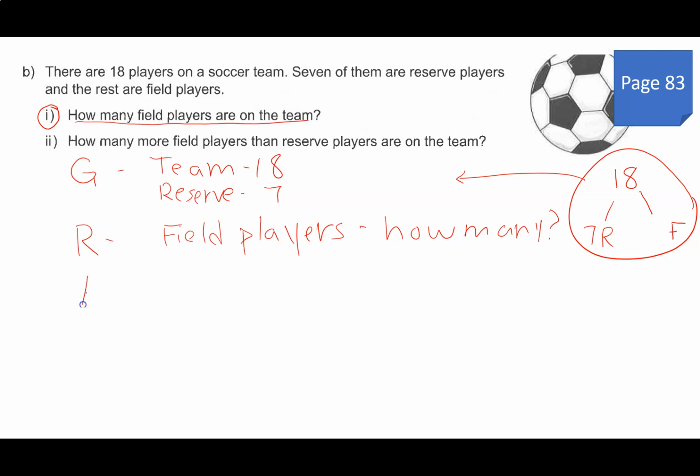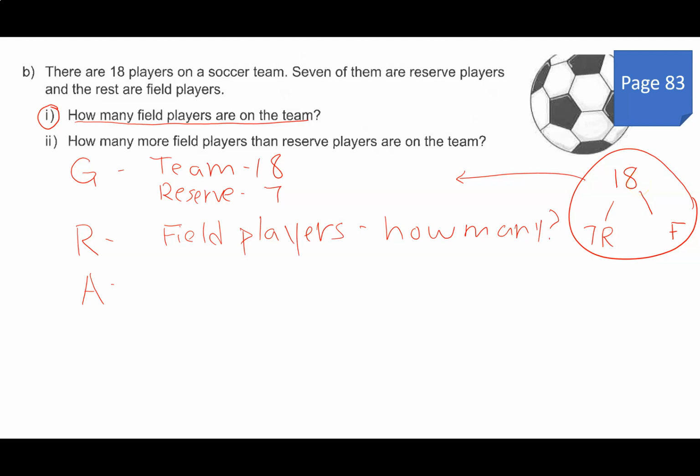All right, analyze. How are we going to find this information? Well, this question is asking us to find the difference. We already have the total, that's 18 players. Now we need to find the difference between the total number of players and the reserve players.